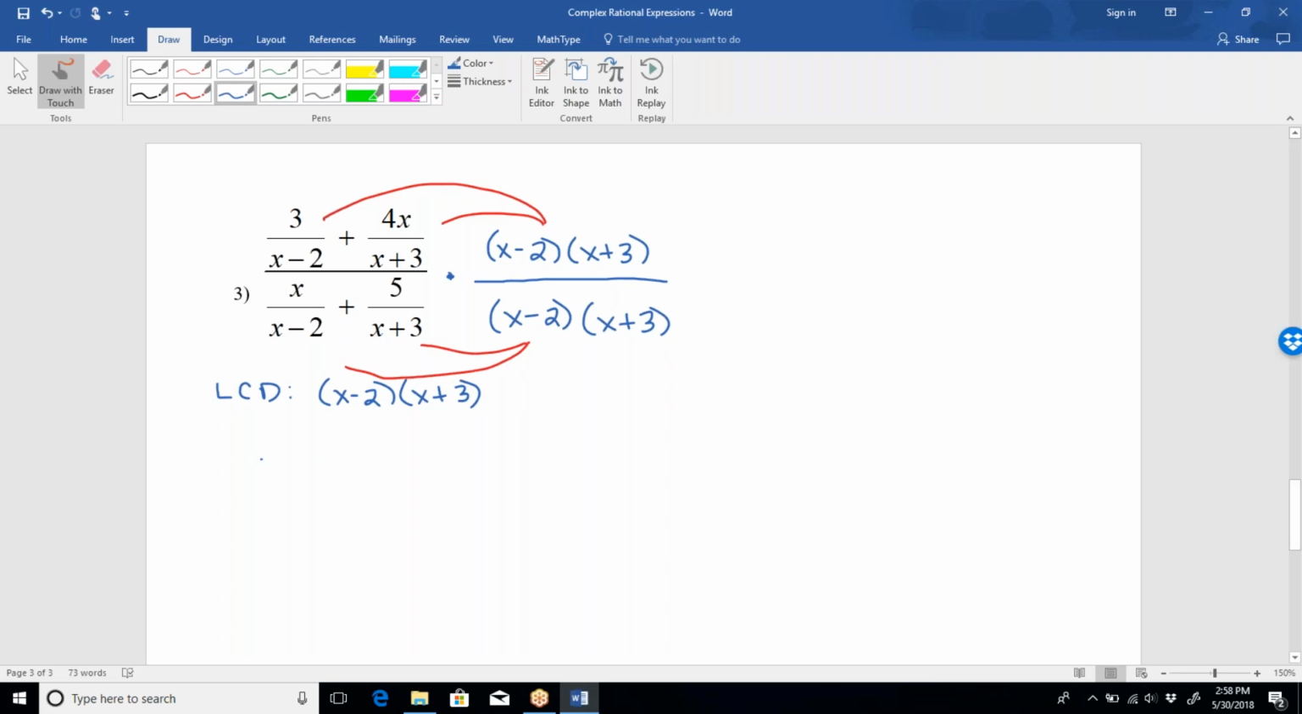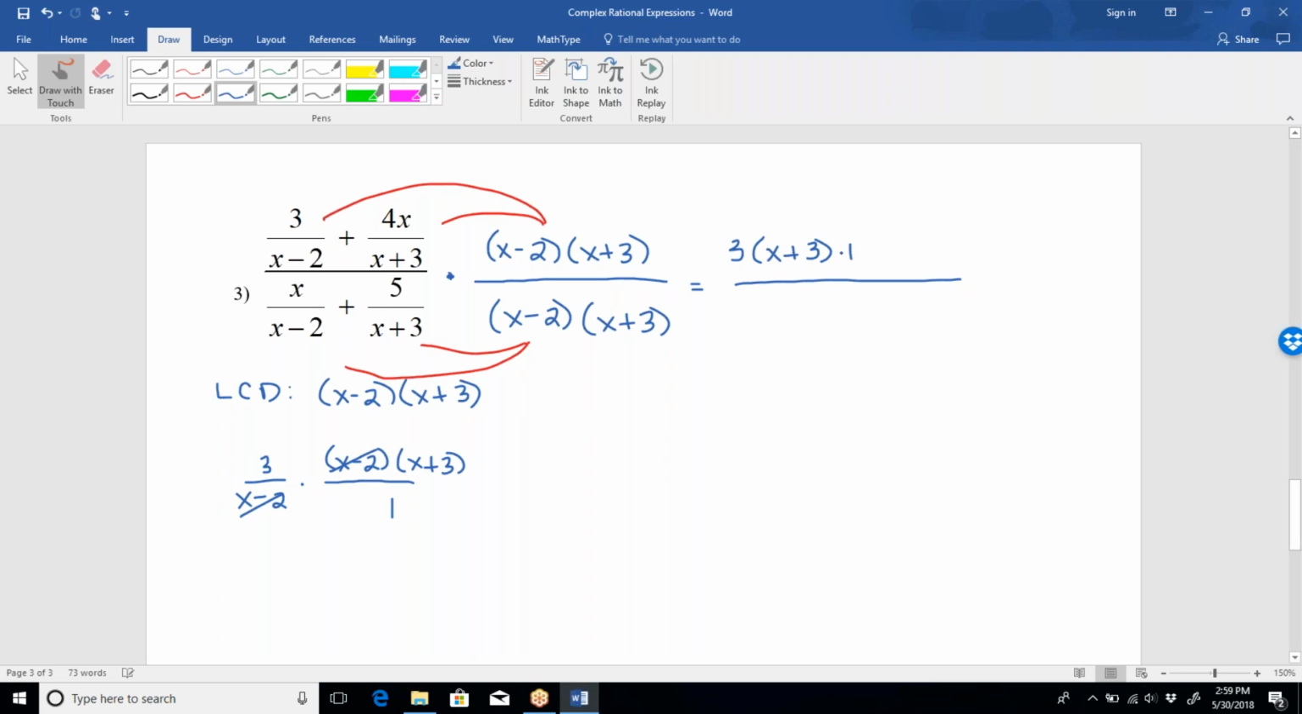So if I take 3 over x minus 2 and I multiply it times our LCD, and just to help us, I'm going to write it over 1. Just feel like that helps to see the cross canceling a little easier. So they both have a factor, both numerator and denominator have a common factor of x minus 2. I can cancel that. And so it looks like I have 3 as well as x plus 3 left. So I've got 3 times the quantity x plus 3.